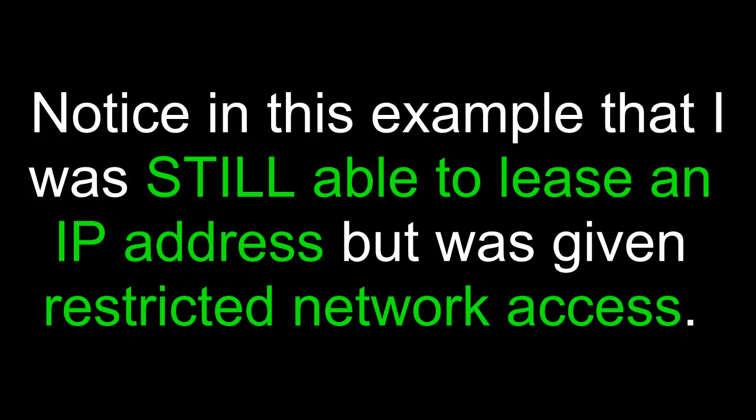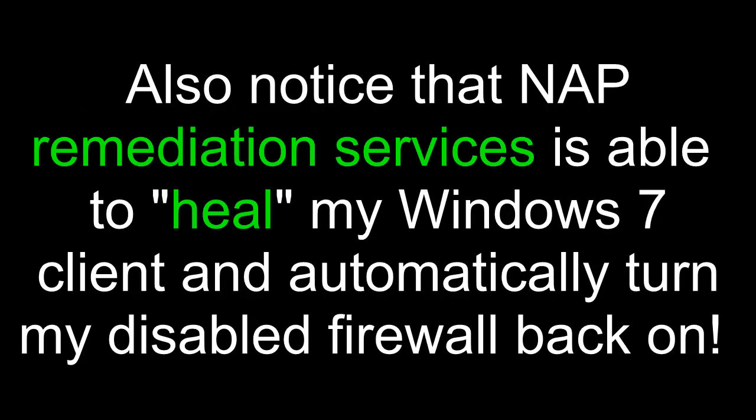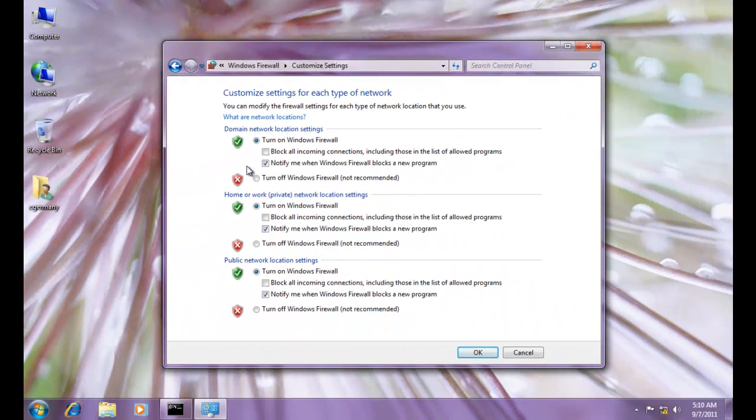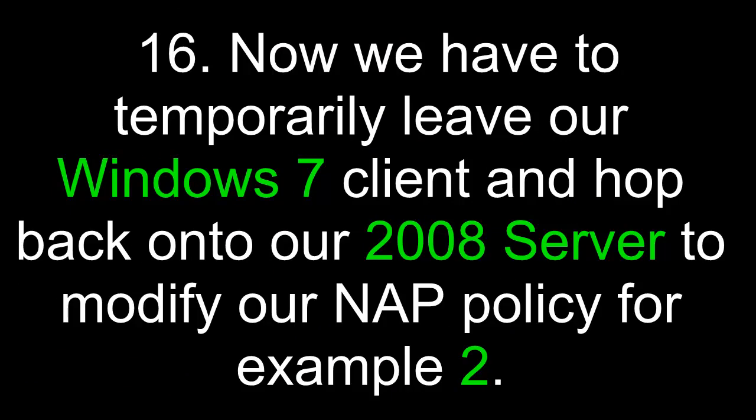Notice in this example that I was still able to lease an IP address, but was given restricted network access. Also notice that NAP Remediation Services is able to hail my Windows 7 client and automatically turn my disabled firewall back on. Cool! And notice when I did that, it turned my firewall settings back on, but let me shut these off once again.